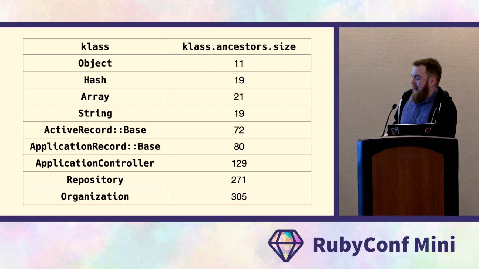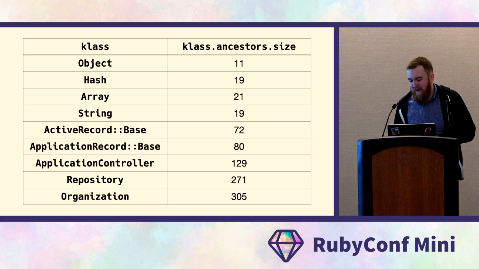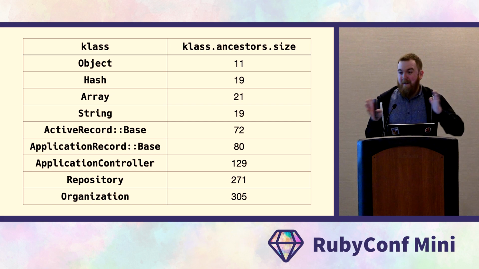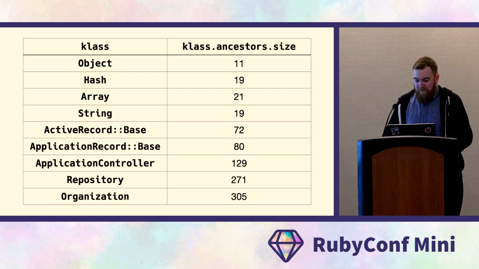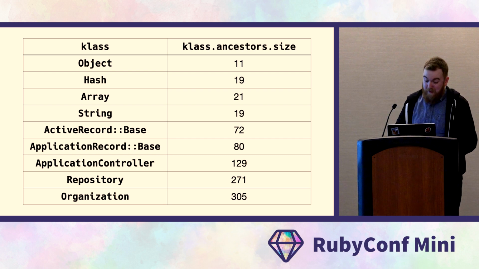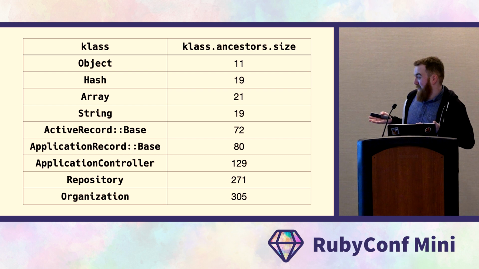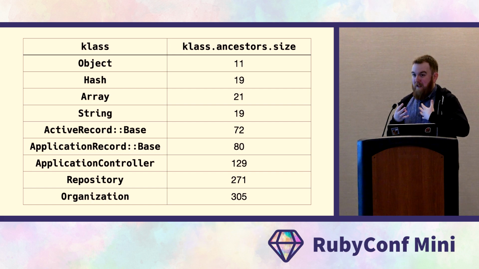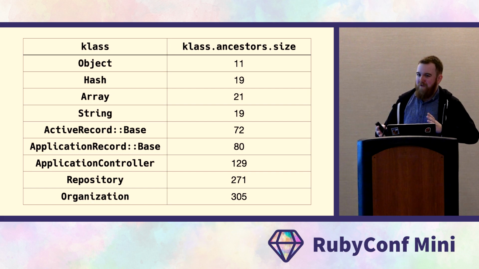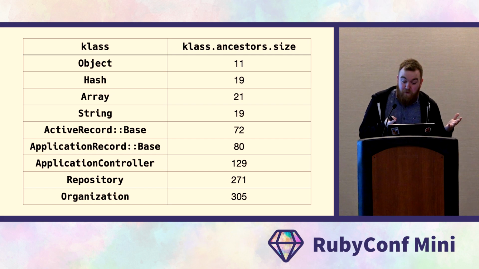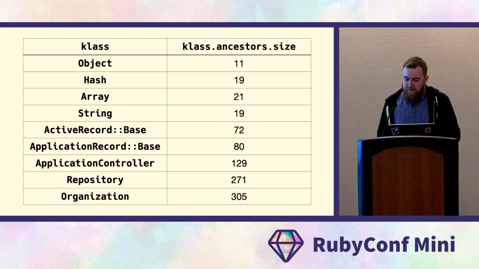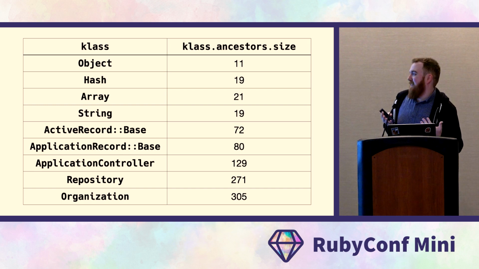Our largest ActiveRecord model has 305 ancestors. You could think that maybe our application's kind of messed up, but I actually think this is evidence of good engineering. We've tried to split things into modules that have more reusable or testable interfaces. So I think it's a good thing, and I don't think it's necessarily a problem.